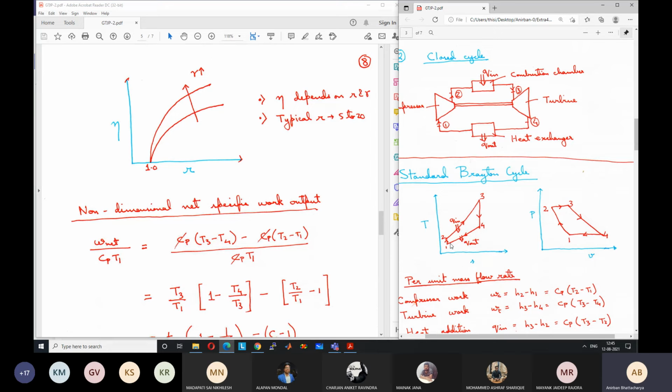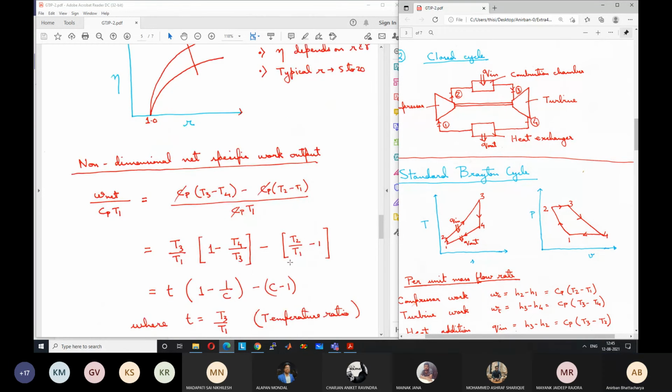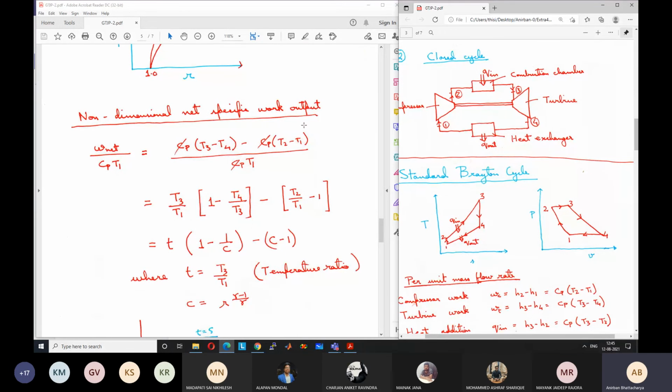But here we obviously cannot change the phase, so we have to compress the working fluid in the gaseous state itself. That's why a large amount of work is used up just for compressing the fluid. So this term cannot be neglected at all. This is a very significant amount of the total work output generated by the turbine. So you cannot ignore the compressor work.